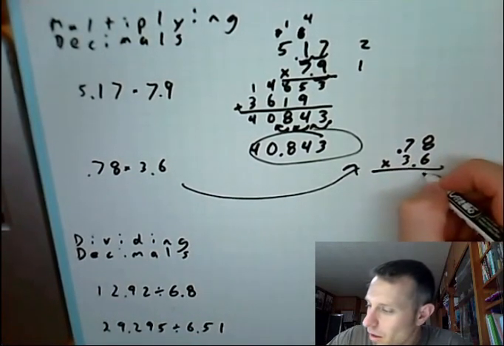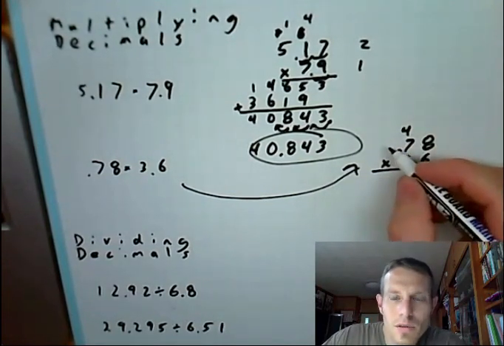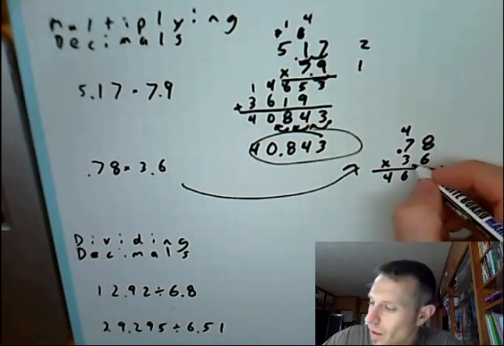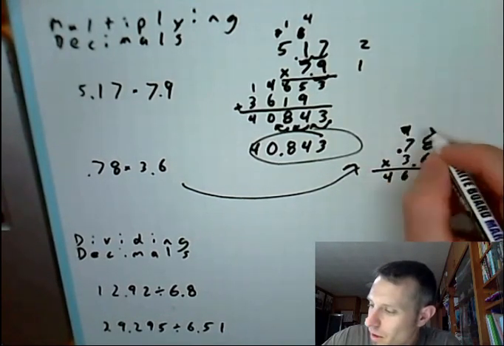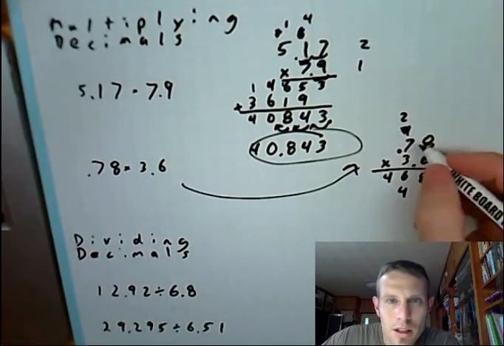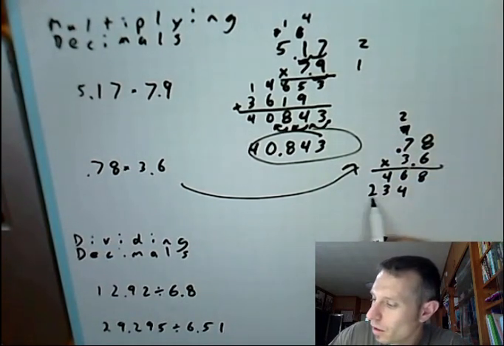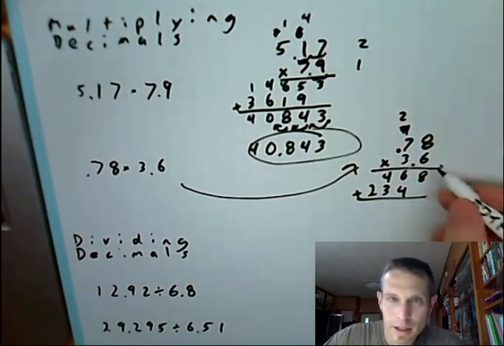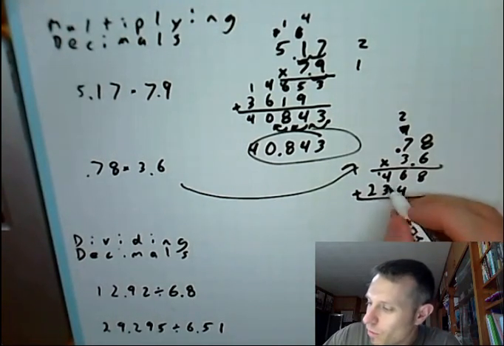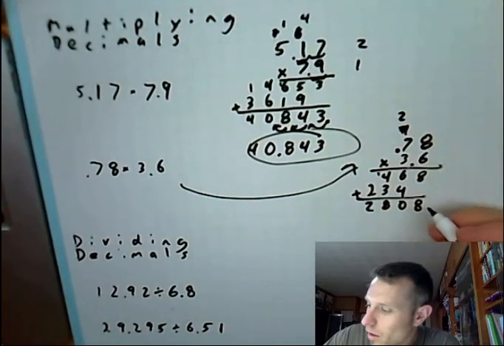6 times 8 is 48. 6 times 7 is 42, plus 4 is 46. And 3 times 8 is 24. And 3 times 7 is 21, plus 2 is 23. And now I will add this up, bring down the 8. This will carry the 1. 4 plus 1 is 5, plus 3 is 8, and this is 2.